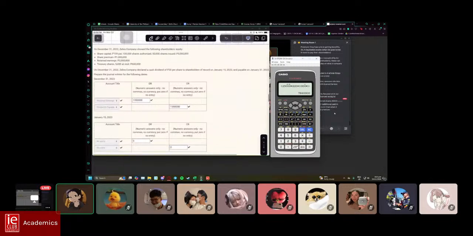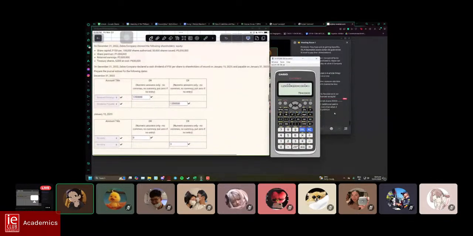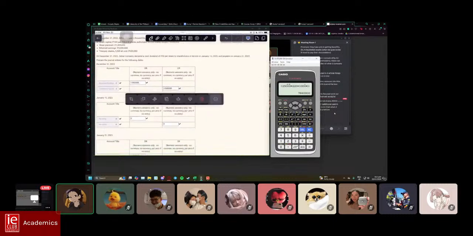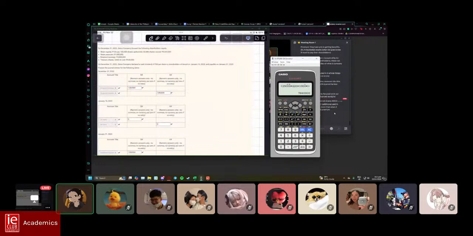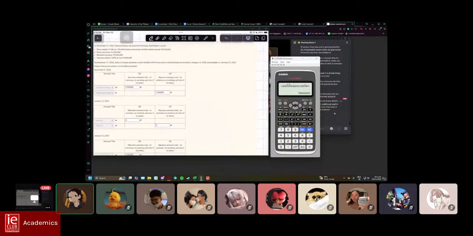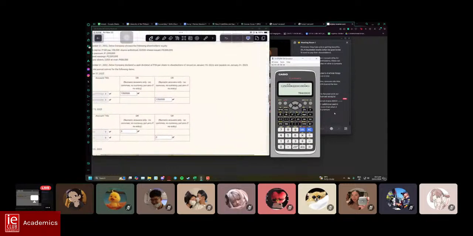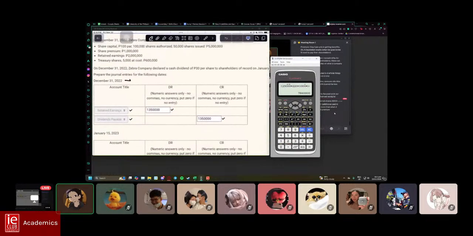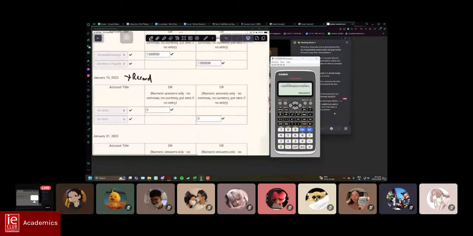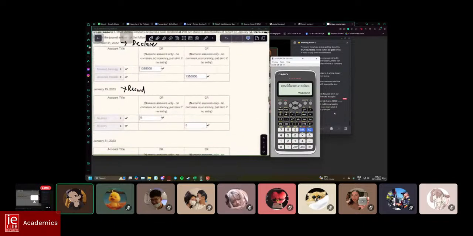Okay, on December 31, Labor Company showed the following shareholders' equity. Share capital 100 par, 100,000 shares authorized, 50,000 shares issued, 5 million. Share premium. Okay, I won't read all that. I'm sorry, I'm getting dehydrated. Let's just read. On December 31, Zebra Company declared a cash dividend of 30 pesos per share to shareholders of record on January 15, 2023, and payable on January 31, 2023. So, prepare journal entries for the following dates. December 31, 2022 is the declaration date. January 15 is the record date, and then January 31 is the payment date.